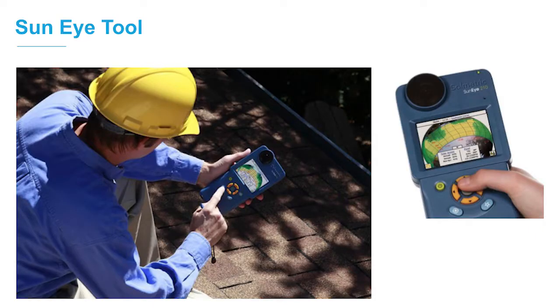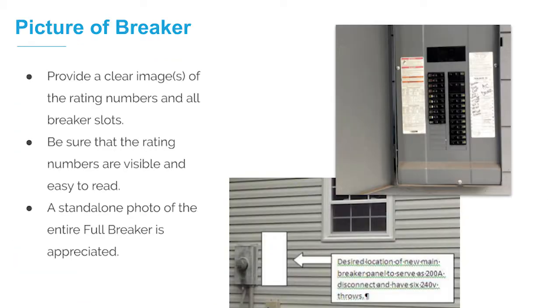When the installation team comes out to do the site survey, they will use a Sun Eye tool. This allows them to confirm the location of the solar panels for optimum sun exposure. To cut down on the amount of time it takes to process an order, you can take pictures of the customer's home and upload them into the portal. There are instructions on how to do this online, so please check in your app.